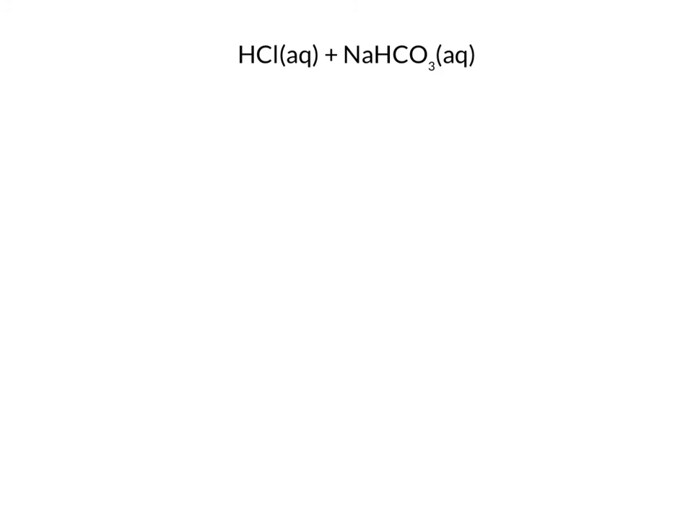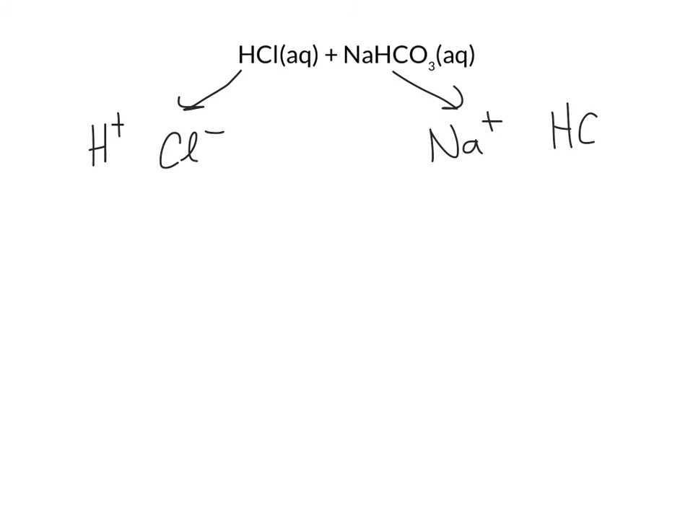Okay, for our final example, we'll look at the reaction between hydrochloric acid and sodium hydrogen carbonate, or sodium bicarbonate. So this is also going to be a double replacement reaction, or at least to start with. So we're going to predict the products just like before. We'll break these up into ions. We have H plus and Cl minus, and then Na plus and HCO3 minus. So those are our cations and anions, and we're going to swap partners just like before.